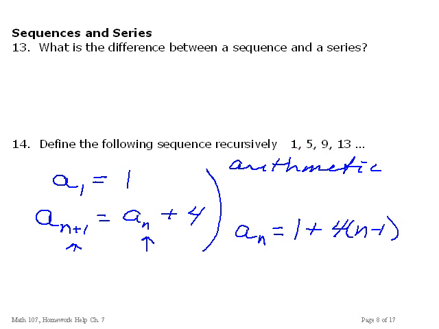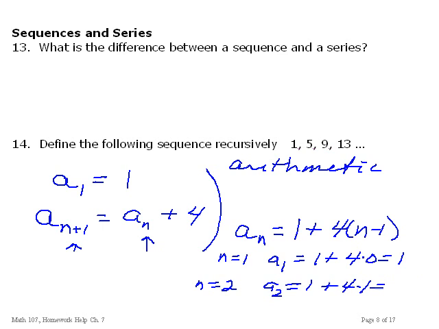So let's see what happens. Let's let n equal 1. Then A1 equals 1 plus 4 times 1 minus 1, which is 0, so it equals 1. That's true. The first term is 1. Let's let n equal 2. Then A2 is 1 plus 4 times 2 minus 1, which is 1, so it's 5. See, this is working out. n equals 3, I'll do this and stop. A3 is 1 plus 4, but now n minus 1 is 2, so that's 8, and I get 9. You see, that's working out.